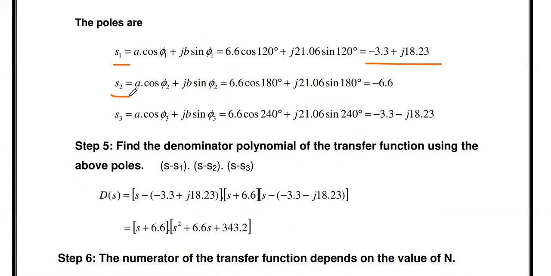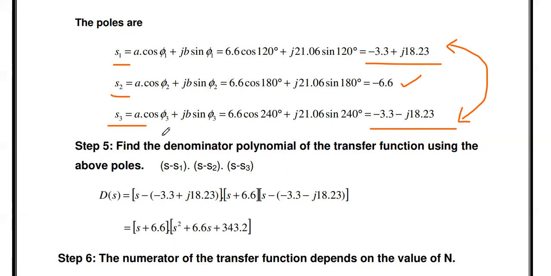Similarly, the second pole, a cos phi 2 plus jb sin phi 2. So 6.6 cos 180 plus j 21.06 sin 180. So the answer is the real root minus 6.6. Similarly, the third, a cos phi 3 plus jb sin phi 3, we can get minus 3.3 minus j 18.23. So you check the two poles S1 and S3 are complex conjugate poles. Okay, the second pole is different.